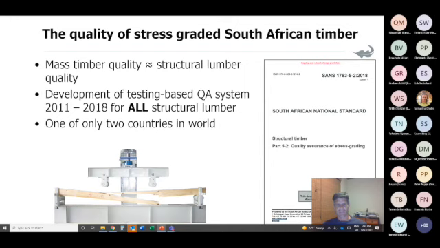see in this picture. This makes South Africa one of only 2 countries in the world that requires such continual testing of lumber, and it makes us probably one of the countries with the safest graded structural lumber production systems in the world.